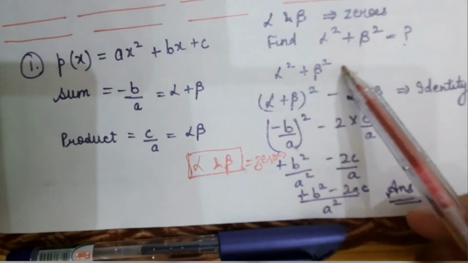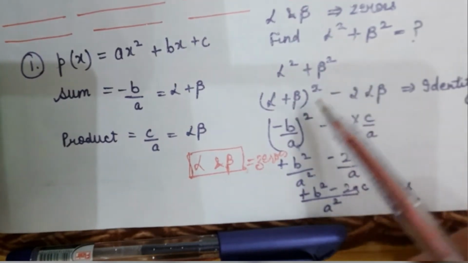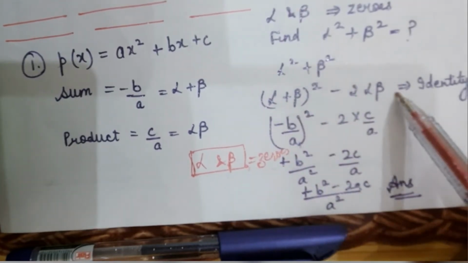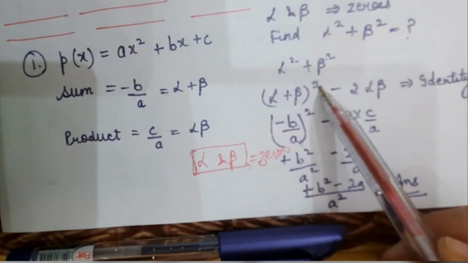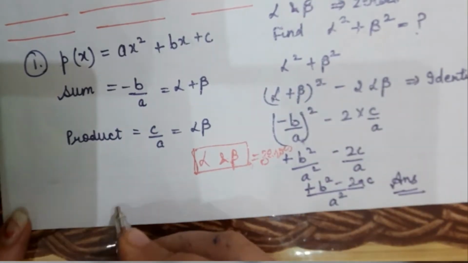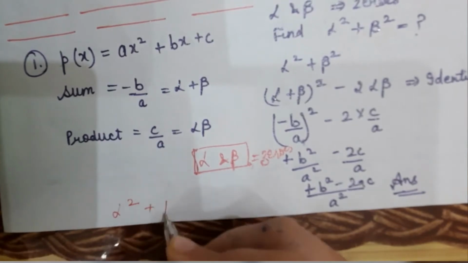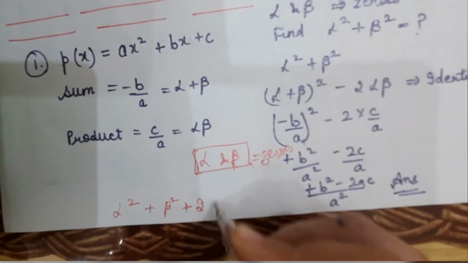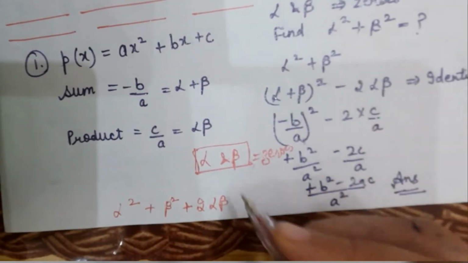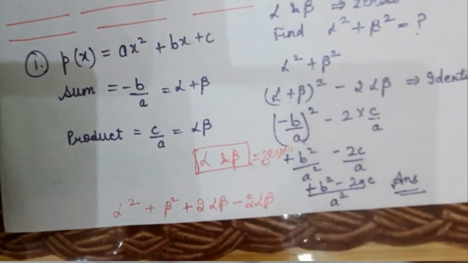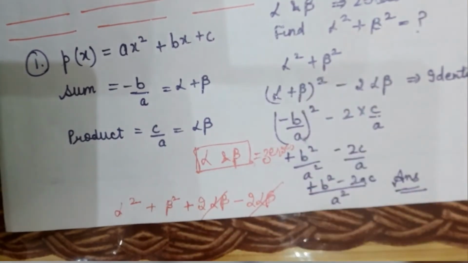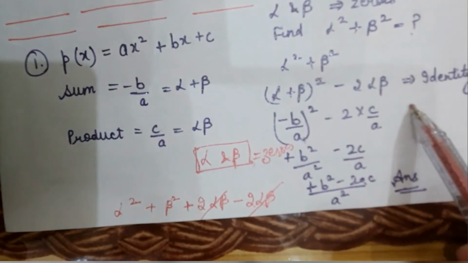Alpha square plus beta square is an identity, so when you open it, it will be (alpha plus beta) square minus 2 alpha beta. If you open the identity (alpha plus beta) square, it will come alpha square plus beta square plus 2 alpha beta, and we have written minus 2 alpha beta with it, so the 2 alpha beta cancels and the answer remains alpha square plus beta square. So it is your identity.